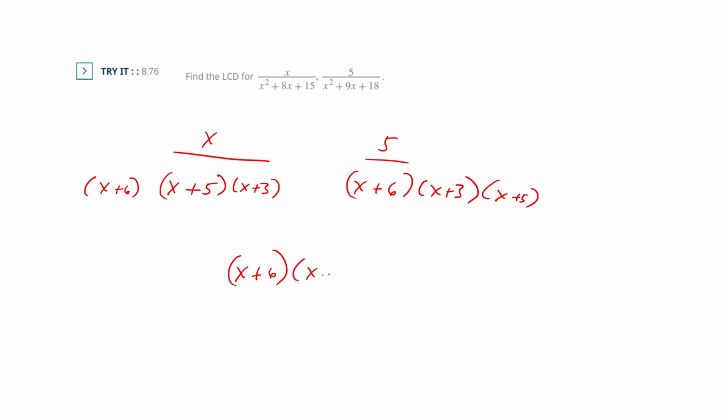Doesn't matter the order, they're all just being multiplied. Doesn't matter 2 times 3 or 3 times 2, it's the same thing.